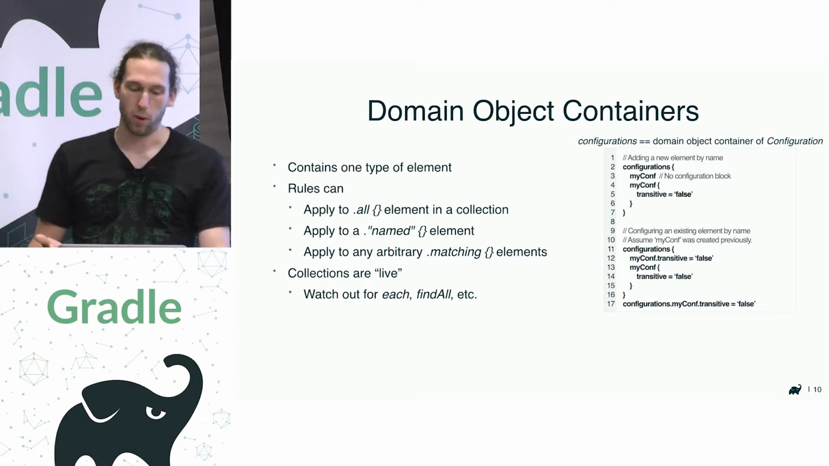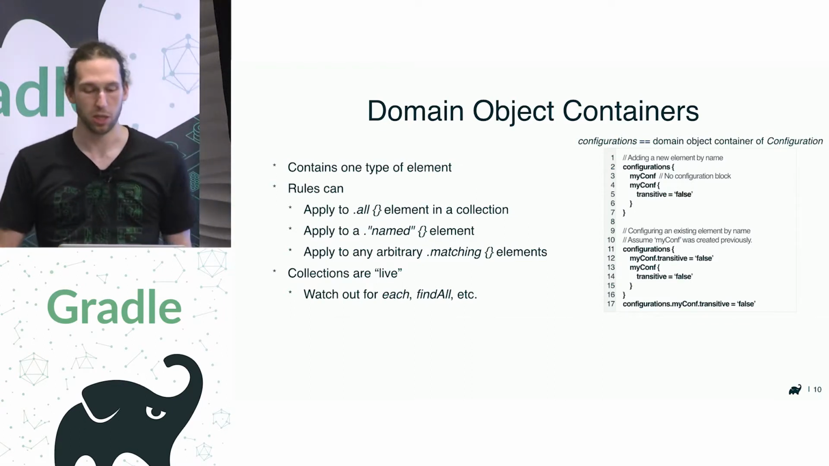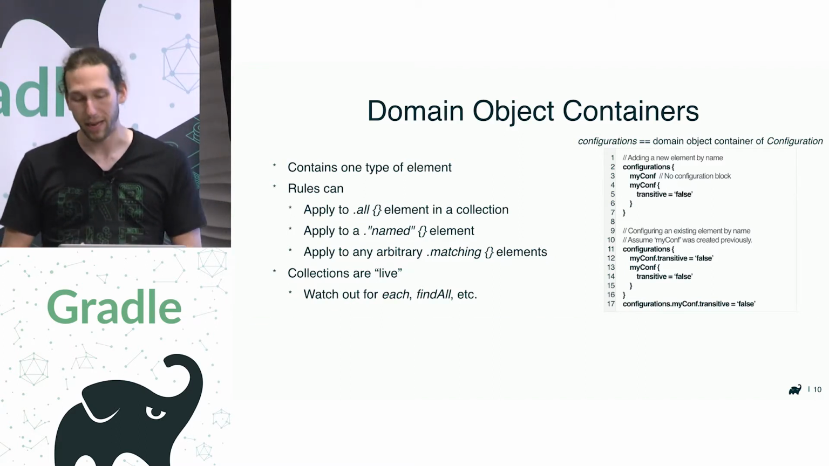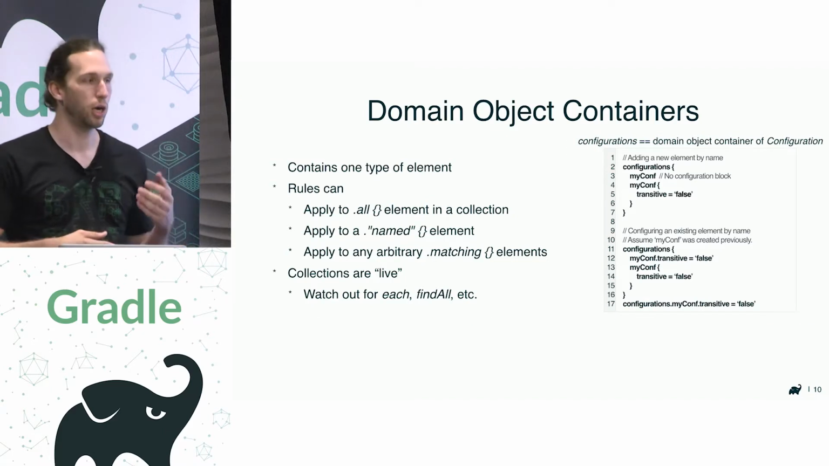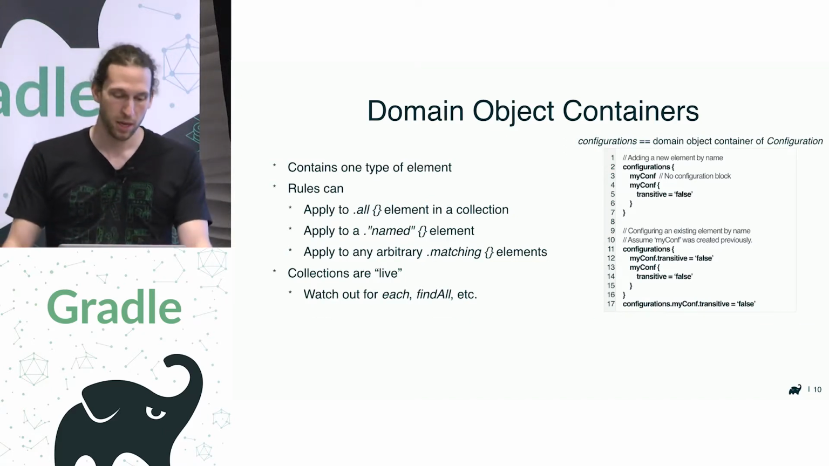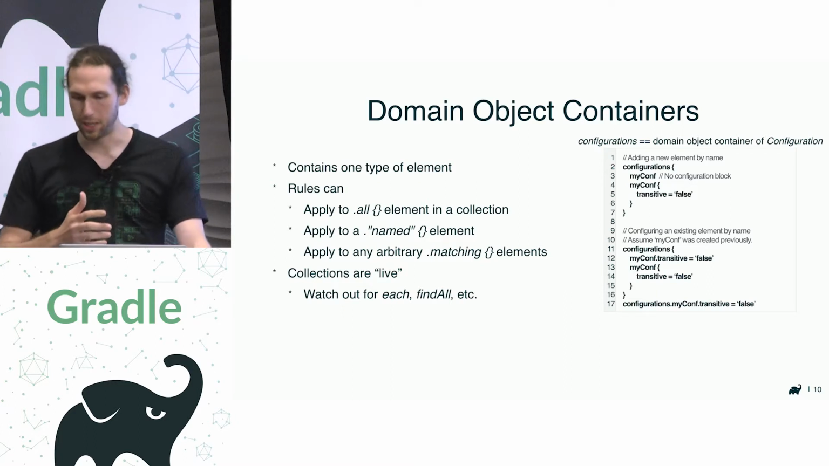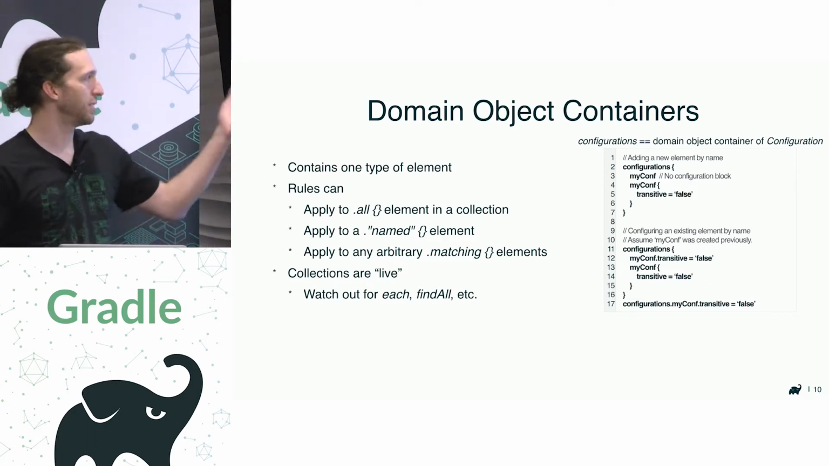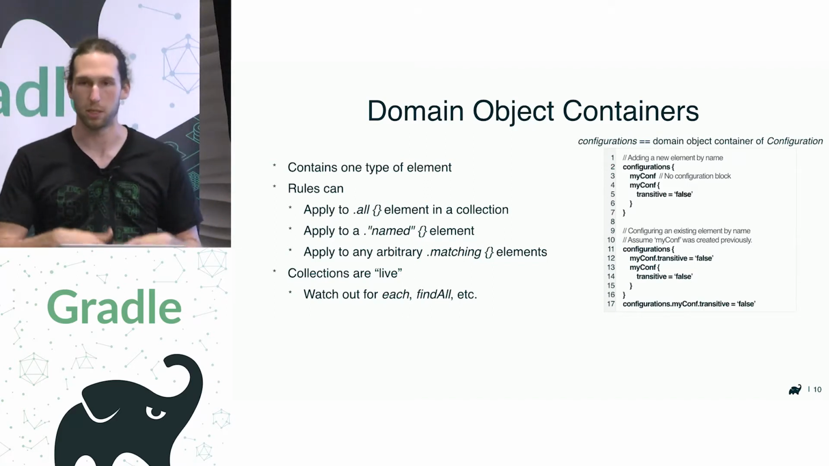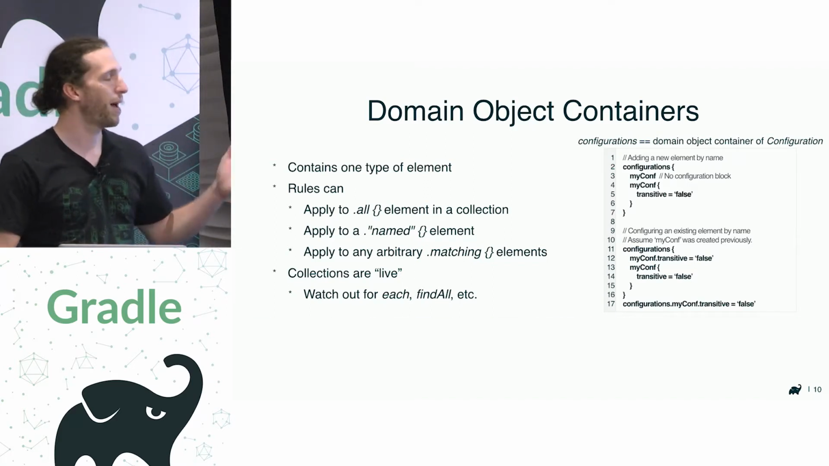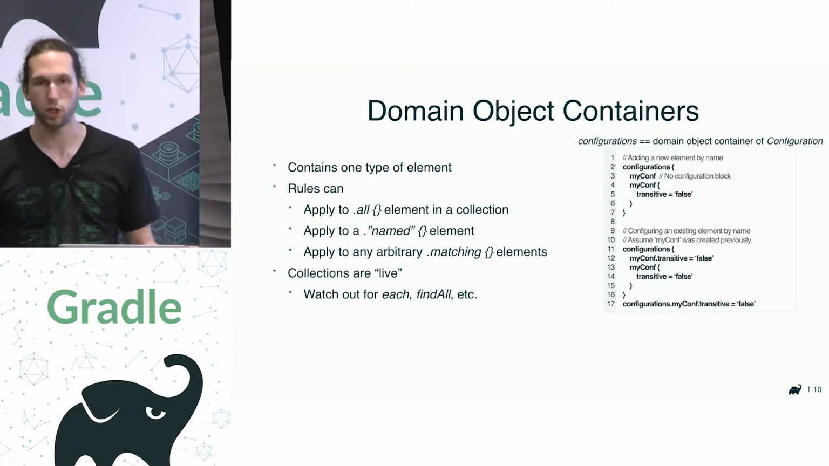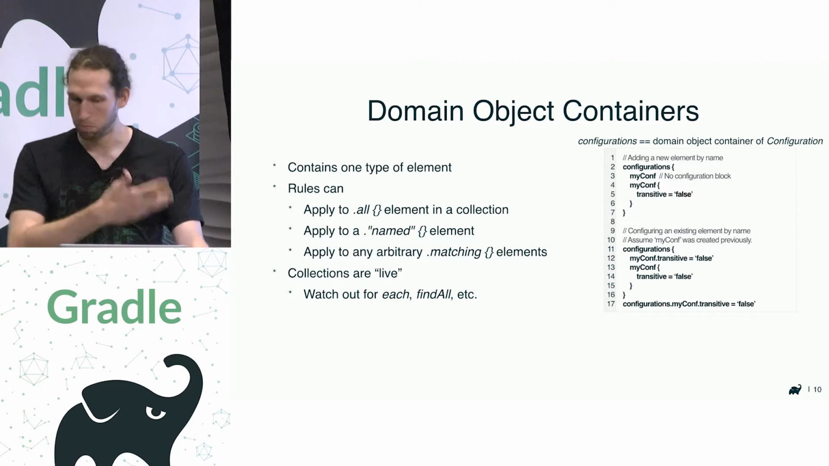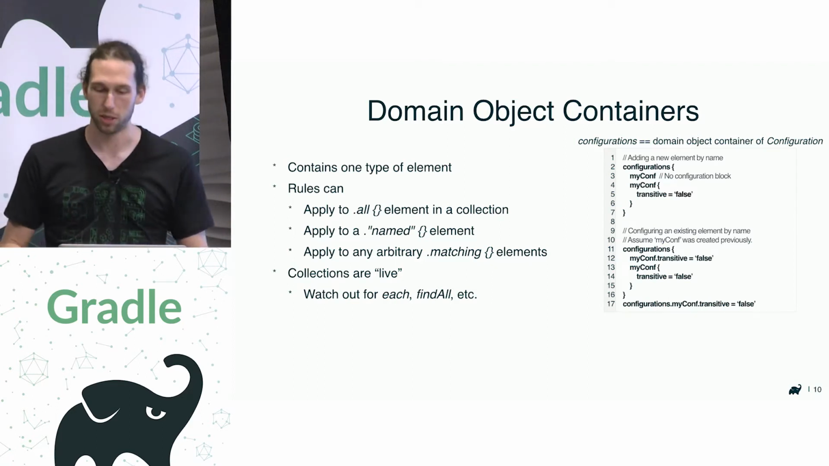In the example on the right side, we see that there's the configuration DSL, which is a domain object container that contains configuration objects. So we see in the first part at the top, when we want to create a new element, we can create an element by passing no configuration block, just the name, and that's going to create an element in there. Or we can pass a configuration block that, at creation, is going to execute the closure and configure it with whatever configuration you want.